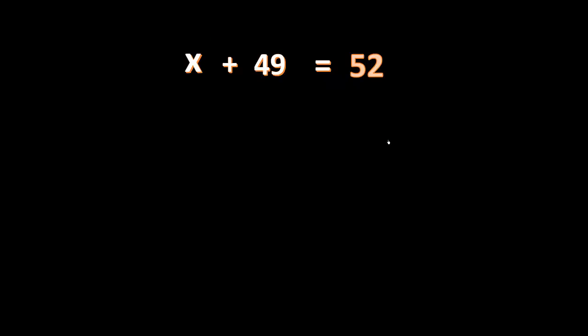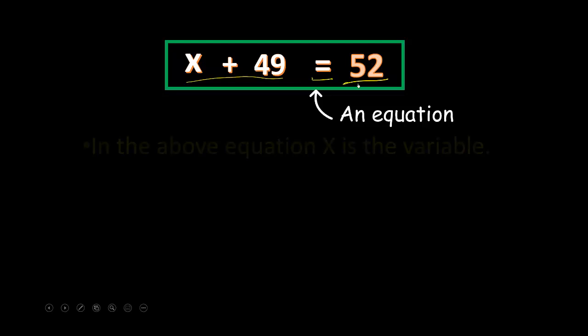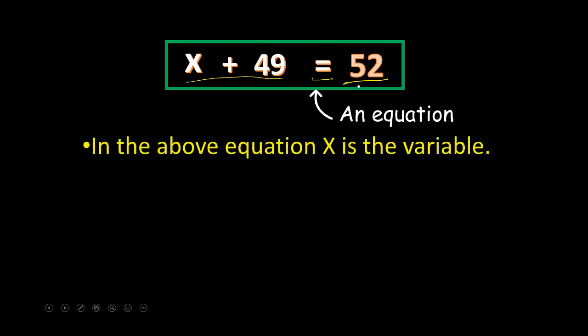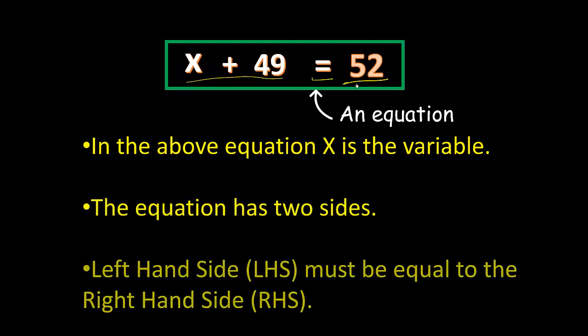Now we have another equation. It's written x plus 49 is equal to 52. That's an equation. Now, an equation has 3 parts. One is this x plus 49, one is this 52, and one is simply this equal sign. In the above equation, x is the variable. The equation has 2 sides. Now, the left-hand side, LHS, must be equal to the right-hand side.